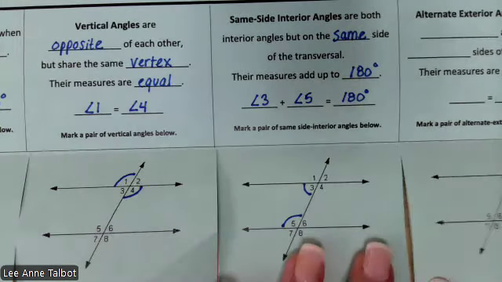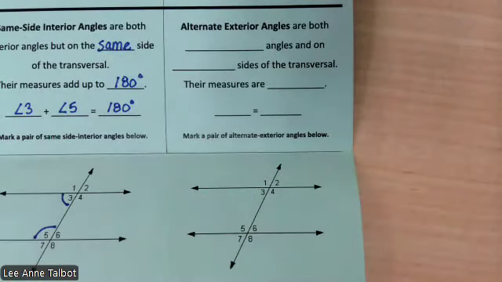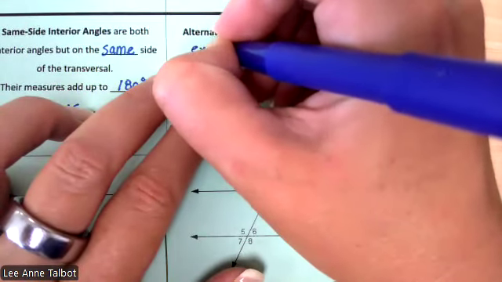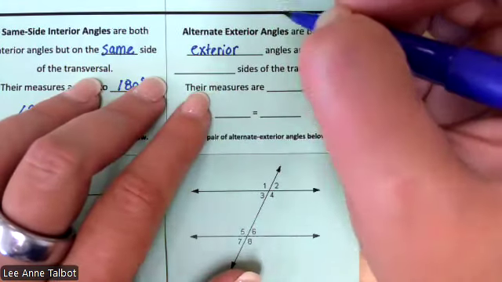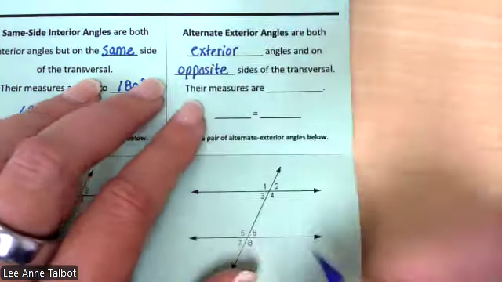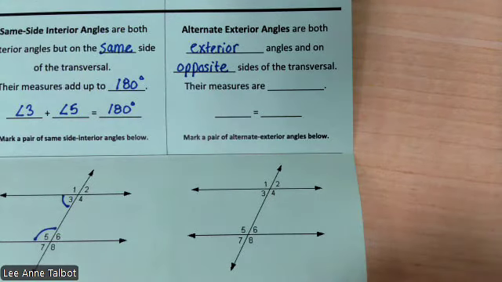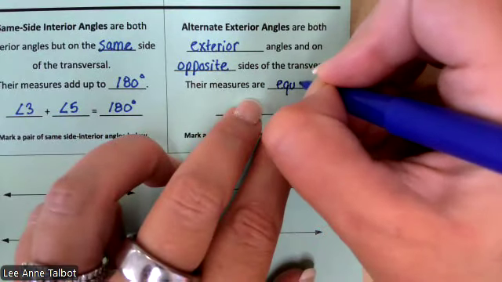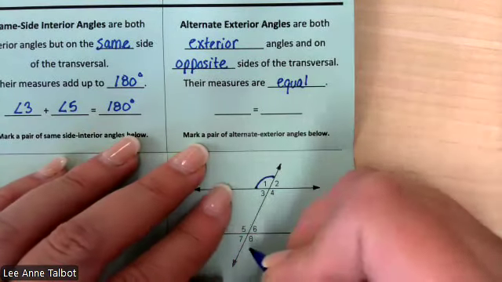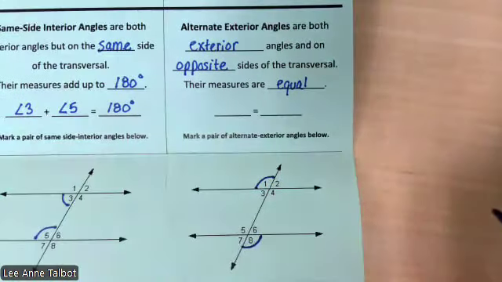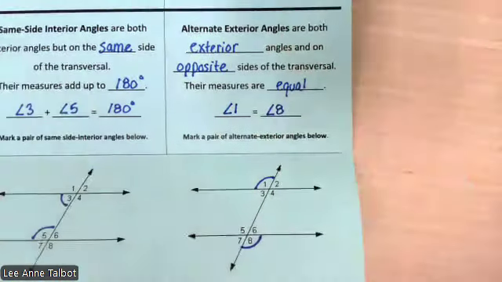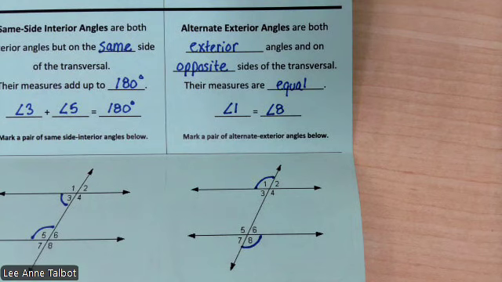Okay, last one, and then there's a couple of practice things on the back. Alternate exterior angles are both exterior angles and on opposite sides of the transversal. Their measures are equal. Let's do 1 and 8. Okay, so that's all of them.